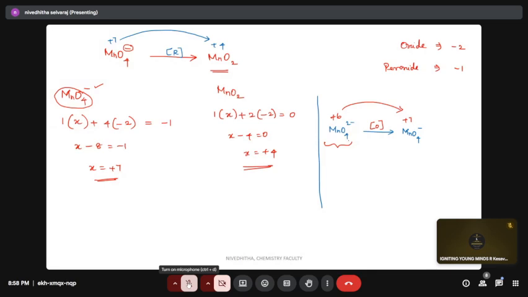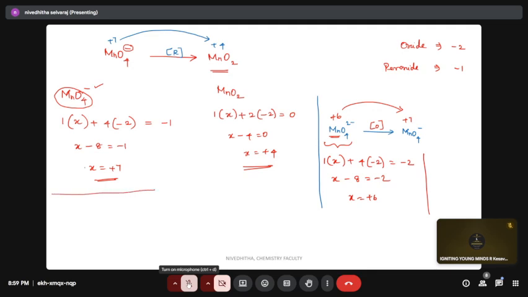Yes, ma'am. So here, the oxidation state of manganese is +6. So how to calculate this? I have only one manganese. The oxidation state of manganese is x. I have four oxygen. Oxygen's oxidation state is -2, which is equal to -2. So x minus 8 is equal to -2. x is equal to +6. And similarly, the oxidation state of manganese in MnO4 minus is +7. So from 6 to 7, the oxidation number is increasing. So it is oxidation. Fine.